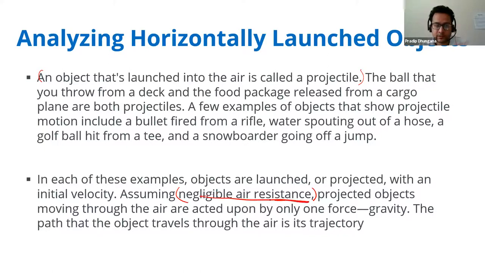Negligible air resistance, okay. Think about that. Whenever the object moves through the air, it is acted on only by the force of gravity. Only force acting on that object is the force due to gravity. The path that the object travels through the air is its trajectory. So trajectory is the path of the object that travels through the air. That is the definition of trajectory. Okay, let's go to the next slide.